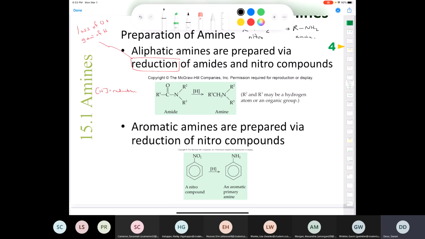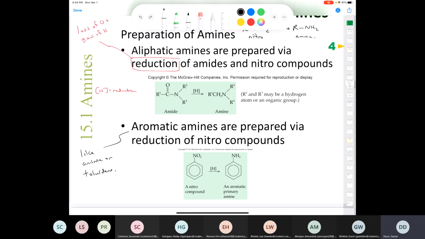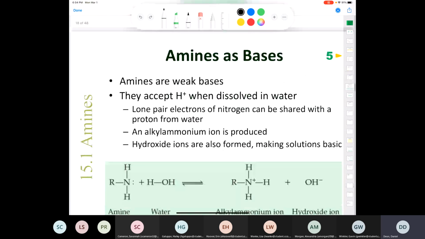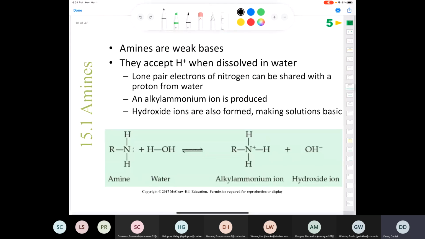Where do we get aromatic amines? You know, like aniline, or maybe a toluidine. Toluidine. Okay. Where do they come from? If you take a nitro compound and you reduce it again with some kind of reducing agent, you can make an aniline derivative. There we go. So that's one of a couple good ways to make an amine, whether it's an aromatic amine or an aliphatic amine.